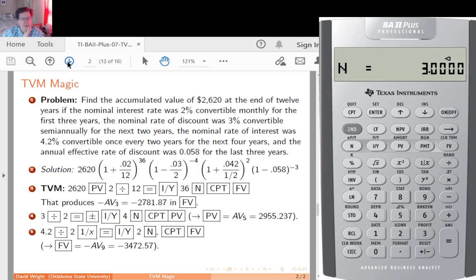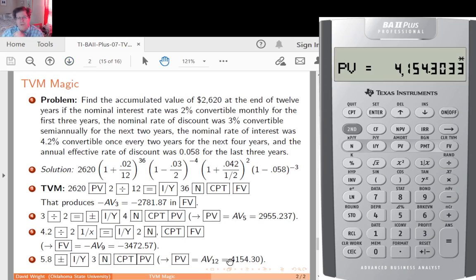Yeah, so we had the answer from before. So we're putting in negative 5.8 for interest rate, 3 for the number of periods, and all we have to do is say compute present value. And that's our final answer. You can see that I got that before. The final answer is 4,154.30. If you count the buttons, you'll see that it's a considerable savings over typing all this algebraically.